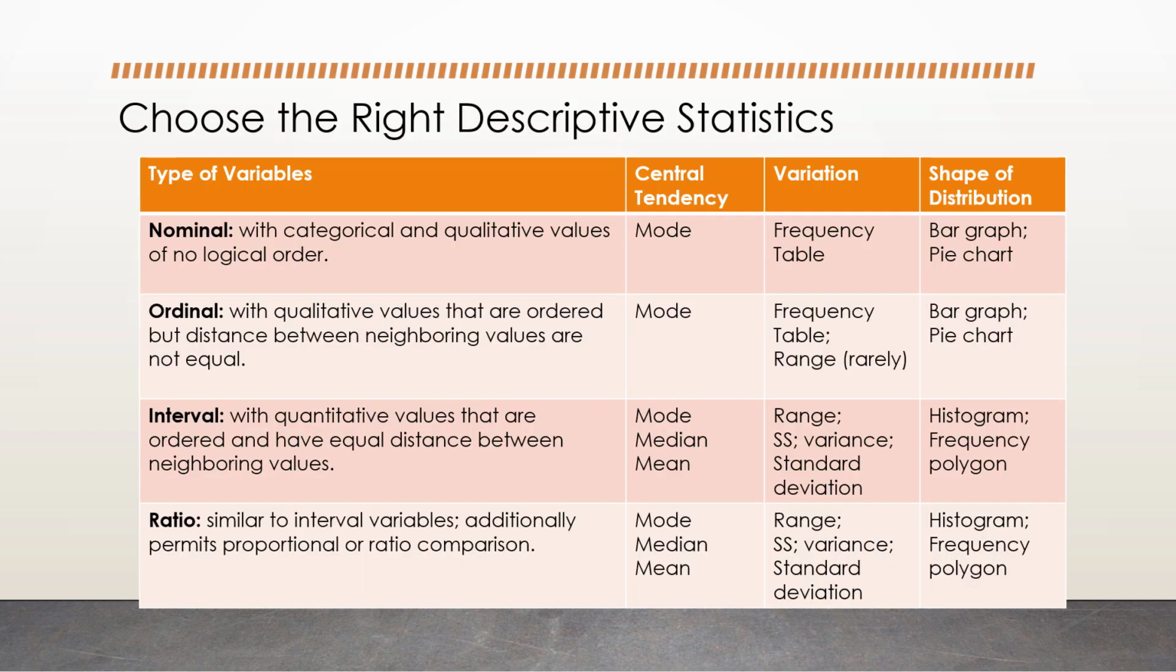To summarize, bar charts and pie charts are used for qualitative variables. Histograms, frequency polygons, and box plots are used for quantitative variables. In this table, I provide a summary of proper measures of central tendency, variation, and distribution shape for the 4 types of variables.